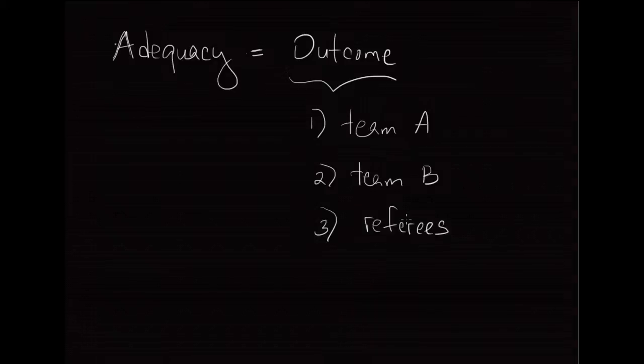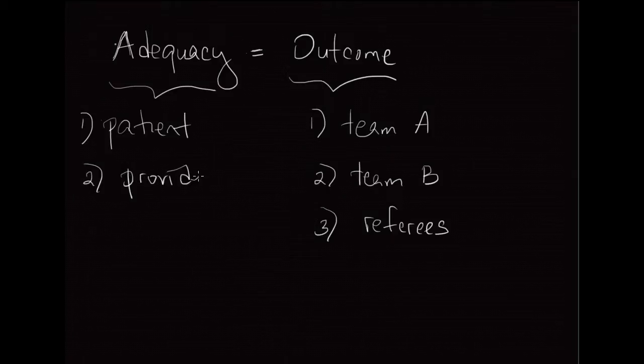These three groups have some way of changing the outcome of the game. And that's the same that we see in dialysis adequacy. There are three parties involved in dialysis that have the ability to affect the adequacy of dialysis. That's the patient, the provider, which could be a physician or a nurse practitioner or even a student or a resident, and your dialysis machine. These three entities have the ability of affecting the adequacy of dialysis.